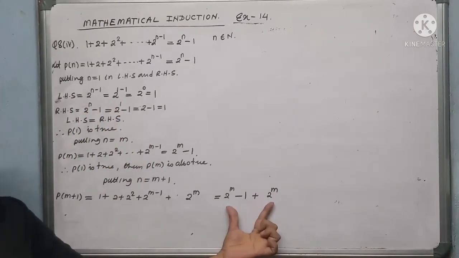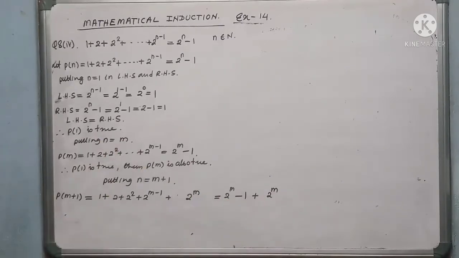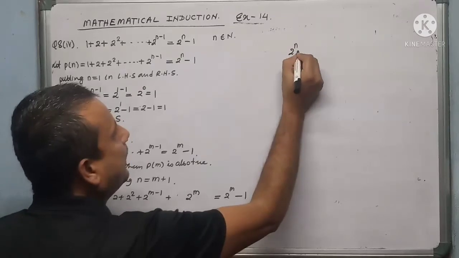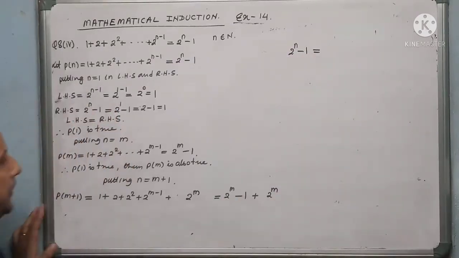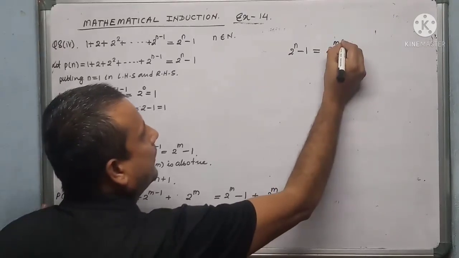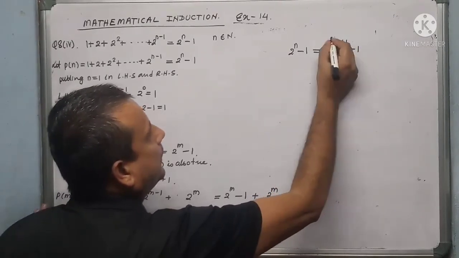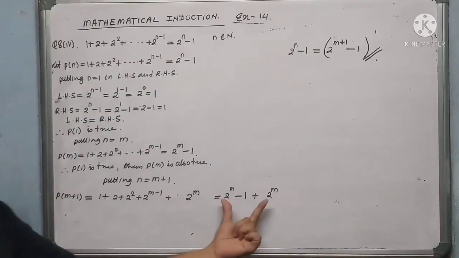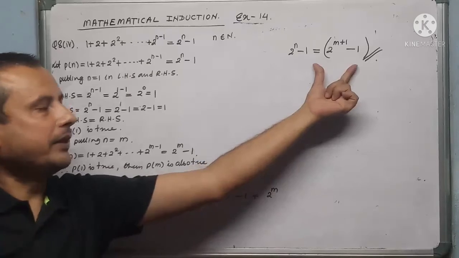Now you have to simplify this quantity. And what will be your answer? The answer is given by the right hand side. The right hand side is 2 to the power n minus 1. You just substitute n is equal to m plus 1. What will you get? Your answer should be this one. Simplify this and try to manage this quantity over here.